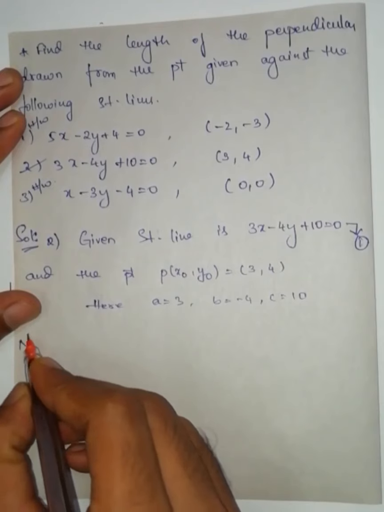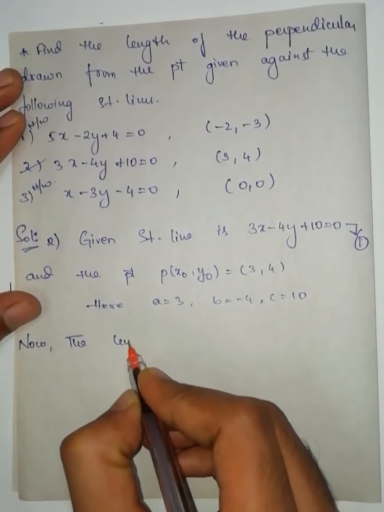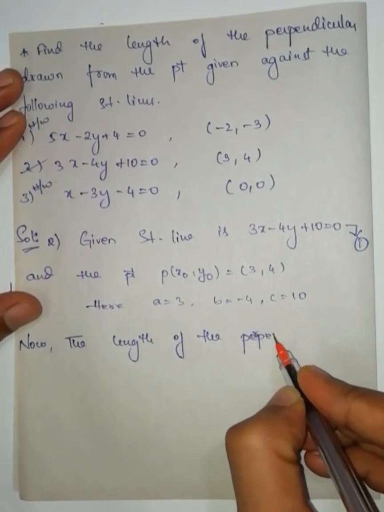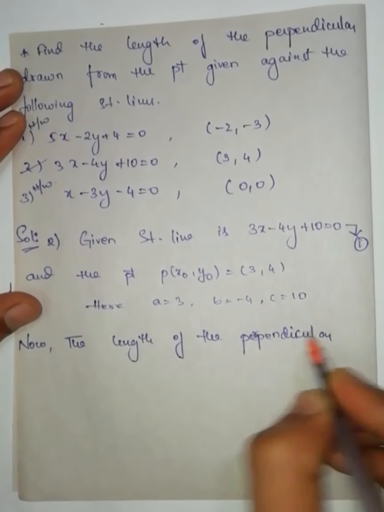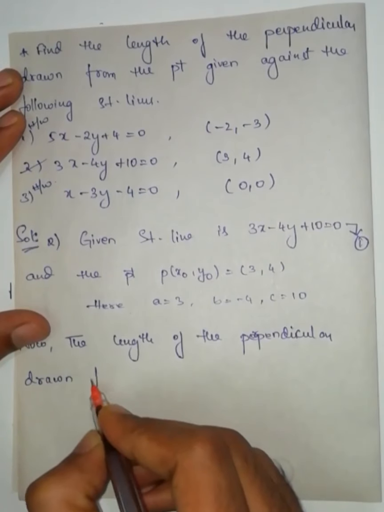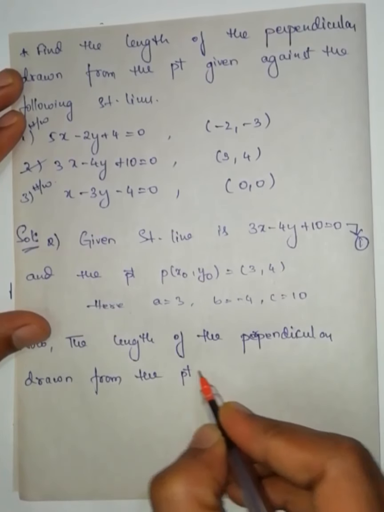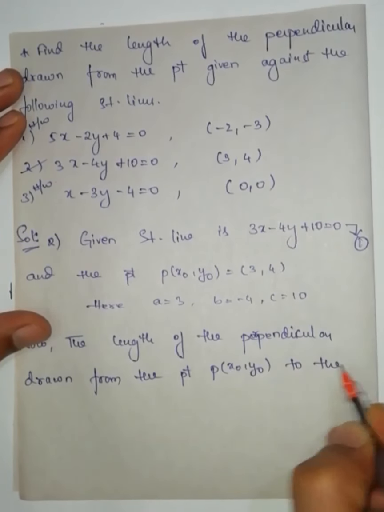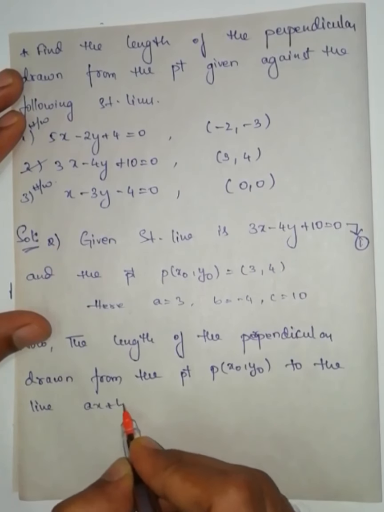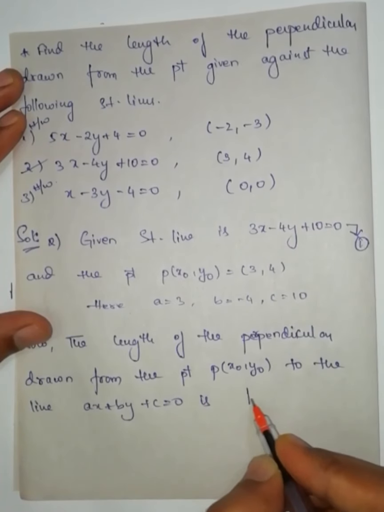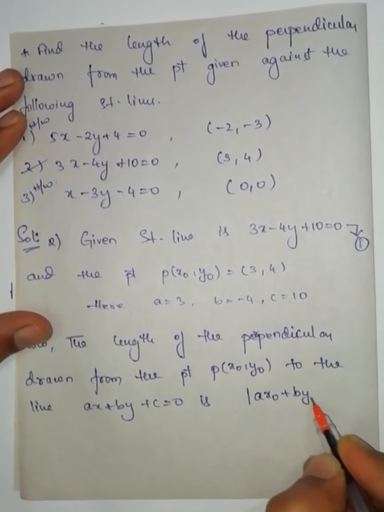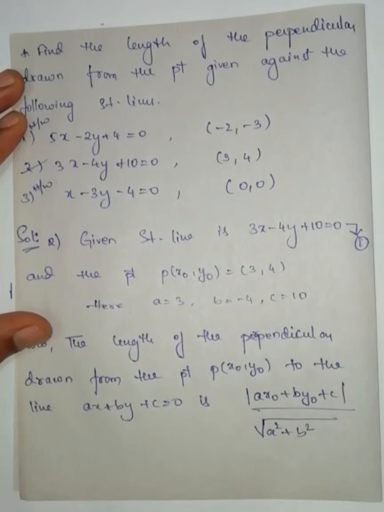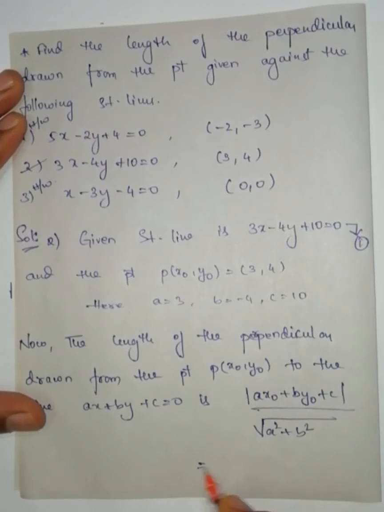Now, the length of the perpendicular drawn from the point P of x naught comma y naught to the line ax plus by plus c is equal to 0 is modulus of ax naught plus by naught plus c by under root a square plus b square.